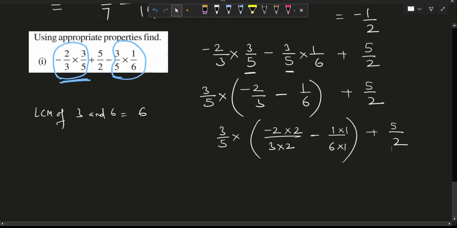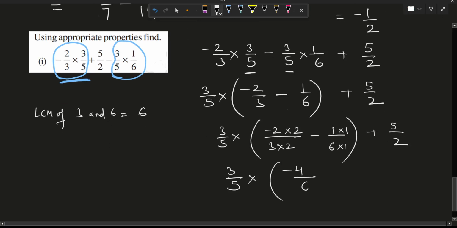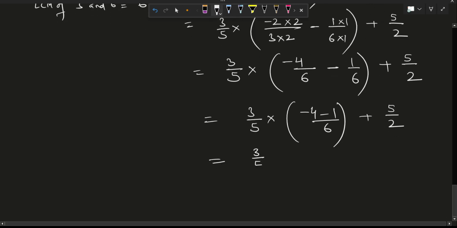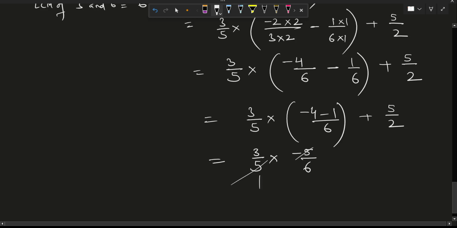5 by 2. Now it will be 3 by 5 multiplied by 2 into 2, minus 4 by 6 minus 1 by 6. It is 3 by 5 multiplied by minus 4 minus 1 by 6. Next step will be, now it will be 3 by 5 multiplied by minus 5 by 6 because minus 4 minus 1 is minus 5. I can cancel this 5 and 5. So 1 minus 1. 3 ones are 3, twos are 6, plus 5 by 2. This was there.